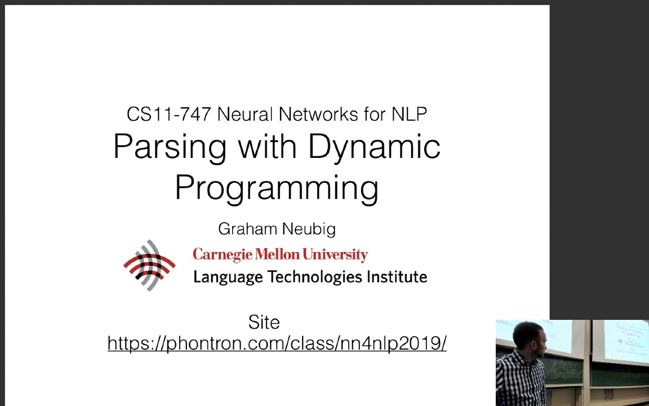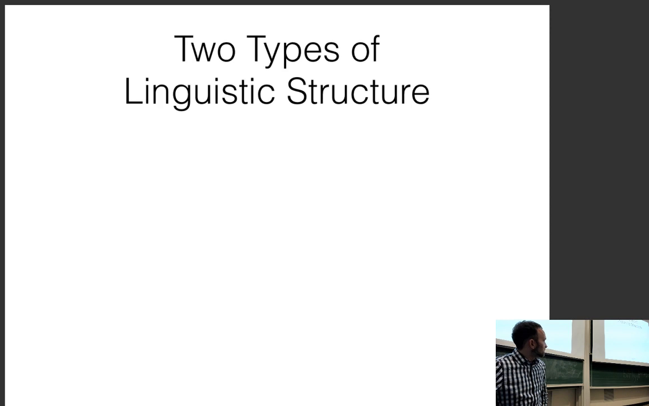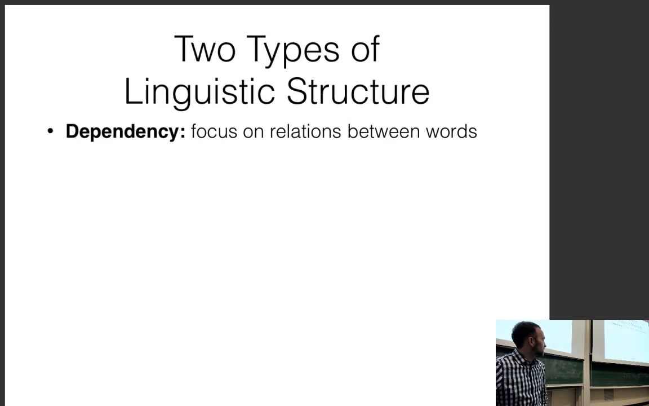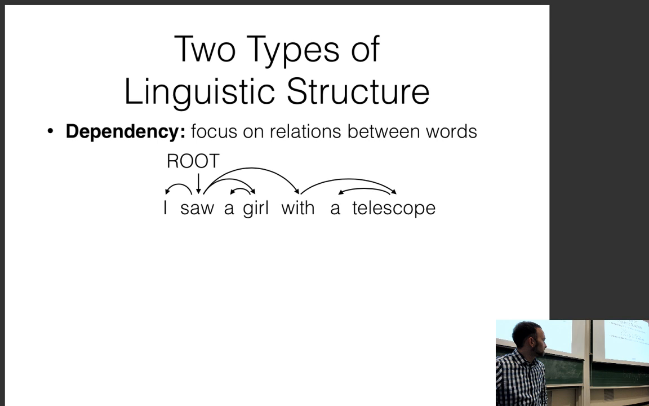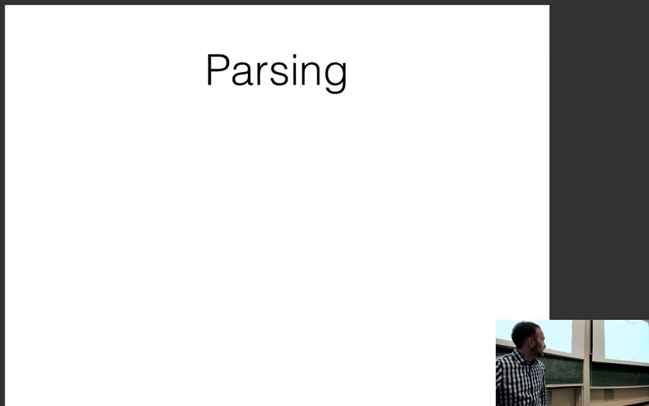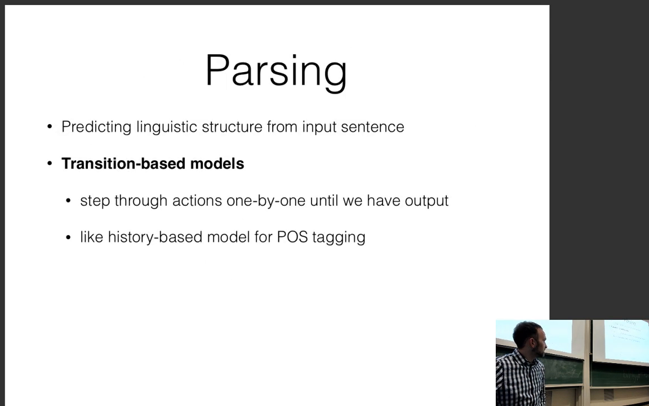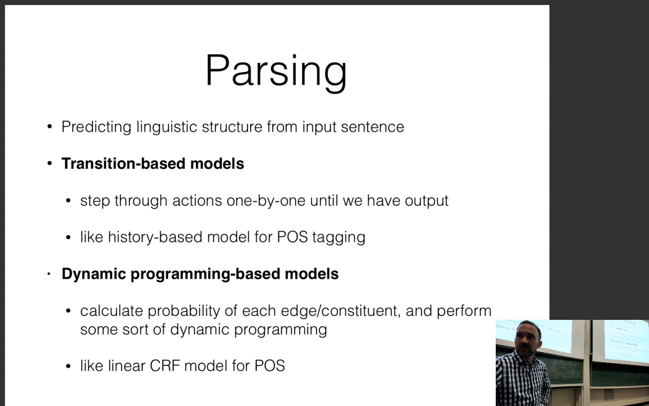So as we reviewed last time, there's two types of linguistic structure: dependency structure and phrase structure. And parsing is predicting linguistic structure from these sentences. And last time we covered transition-based parsing. And this time we're going to cover dynamic programming-based models that calculate the probability of each edge or constituent and perform some sort of dynamic programming. And this is analogous to the linear CRF model for part-of-speech tagging.